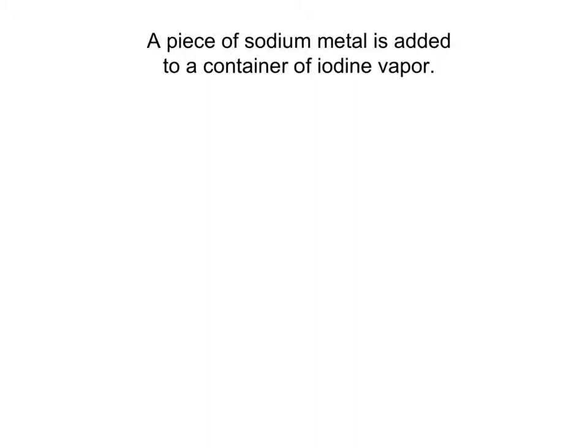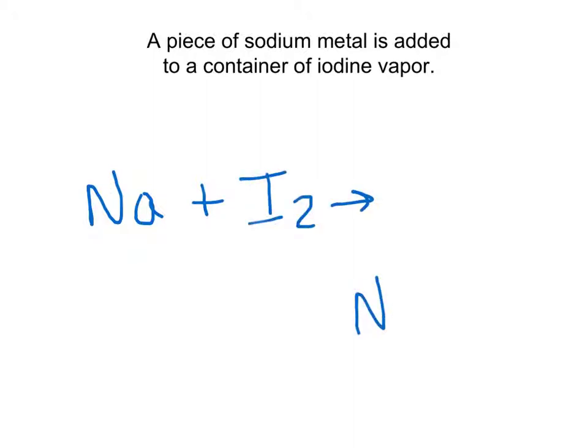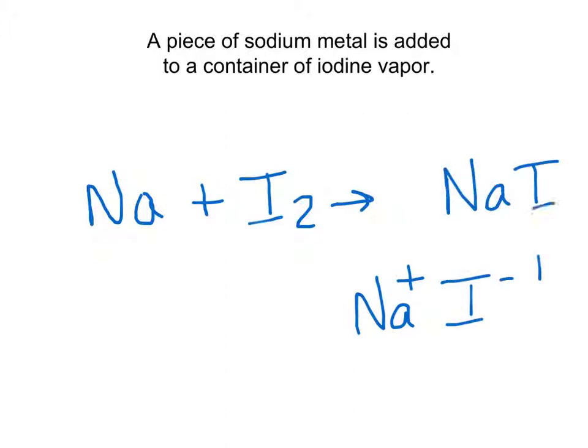In this reaction, we don't really care about the states of the elements, whether it's a vapor or a solid metal. We just want to know what elements are involved. So in this case, we have sodium. Remember, elements by themselves are not charged. We have iodine, which is diatomic. And then we're going to use the charges of the 2 elements to make the formula. So we have NaI, and then we'll balance the equation.